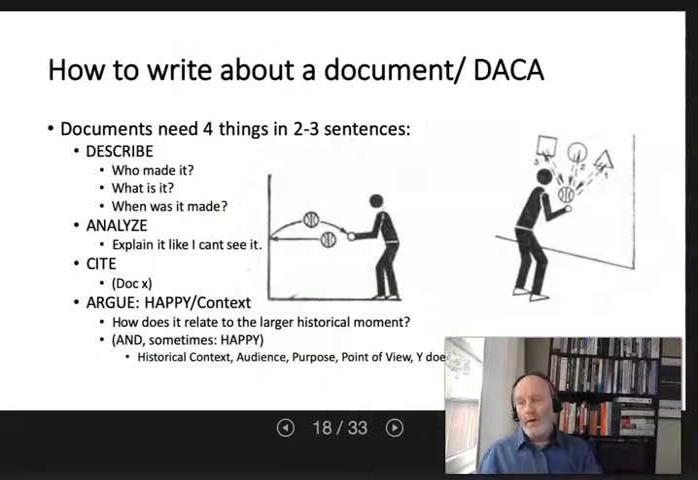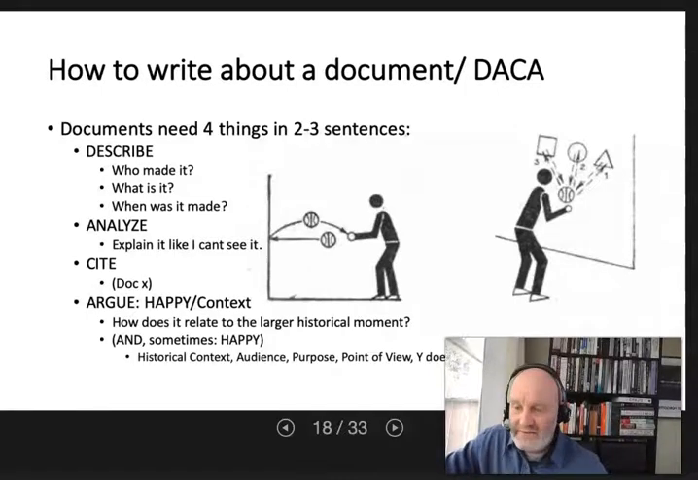Who made it? What is it? When was it made? Give me a year, give me an author, tell me what the thing is. Is it an address? Is it a letter? Is it a journal entry? Is it a newspaper article? Is it an op-ed? Whatever. And then you analyze. Just describe it like I can't see it.